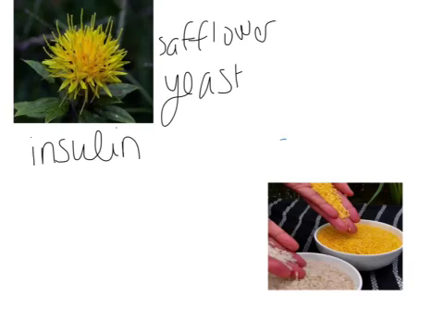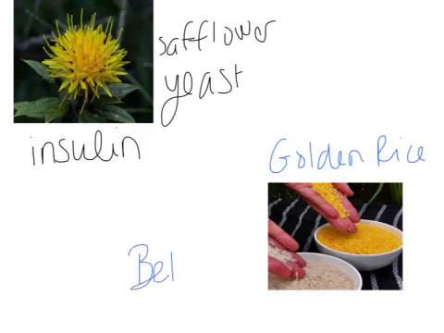This other example over here is what's called golden rice. Golden rice is a genetically modified food. It's fortified with what's called beta-carotene. Beta-carotene is what the body can convert into vitamin A. The World Health Organization estimates 1 to 2 million children die every year from vitamin A deficiency.